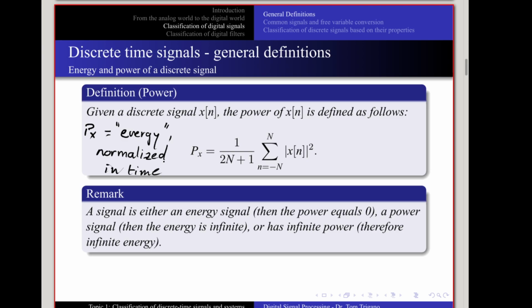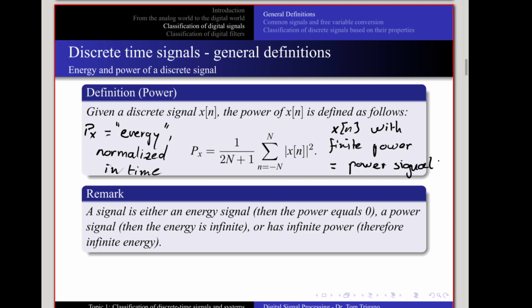So it is easier to get a finite power than a finite energy, because using this definition, if you have a series which diverges but with the same rate as N, it means that the power can remain finite. And a signal with a finite power is called a power signal.